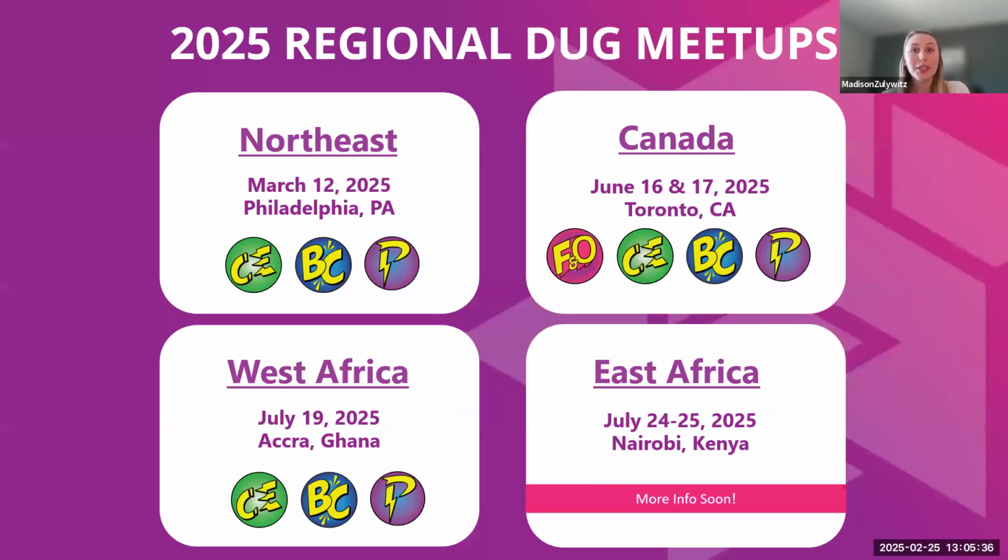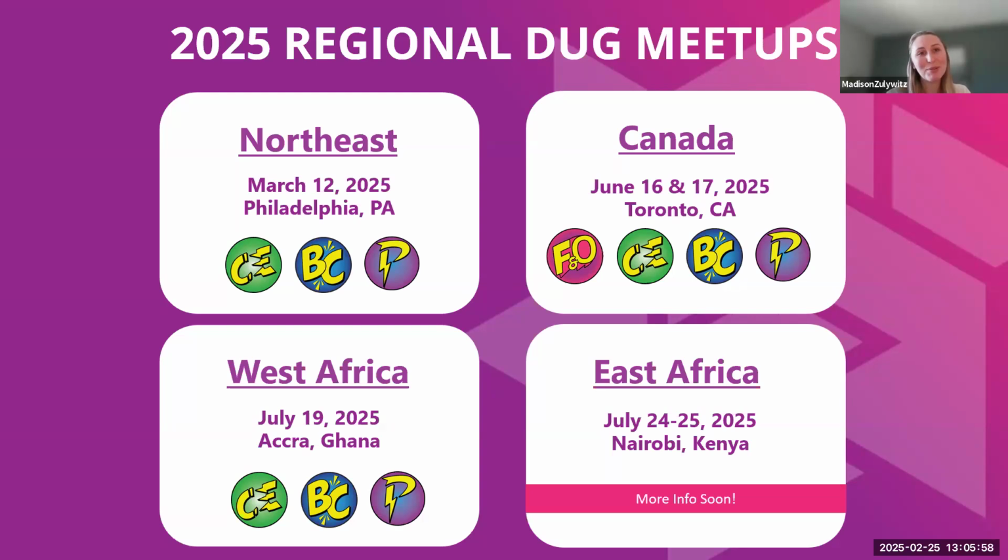We have our 2025 Doug regional meetups coming up. These are a little bit larger in scope than our local meetup like this one today. These are full day events, sometimes 2-day events, and they are fully in person. We have our Northeast regional meetup coming up March 12th in Philadelphia.